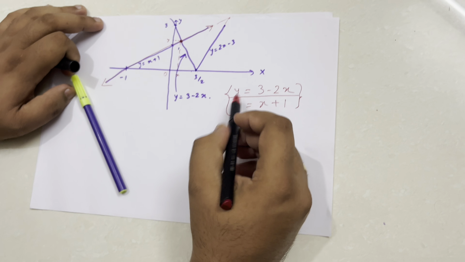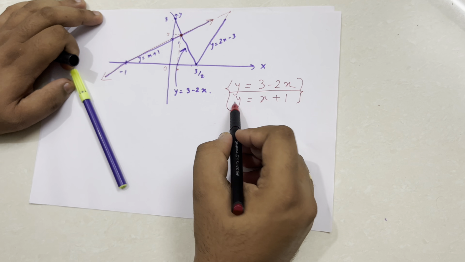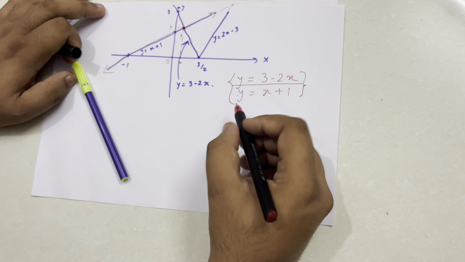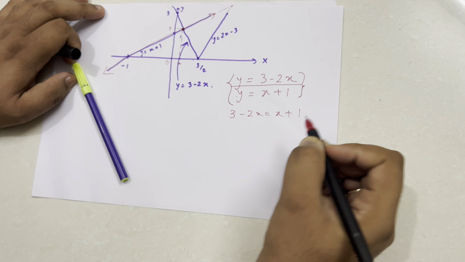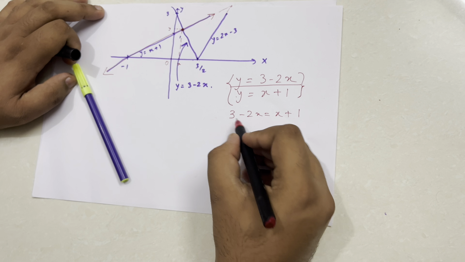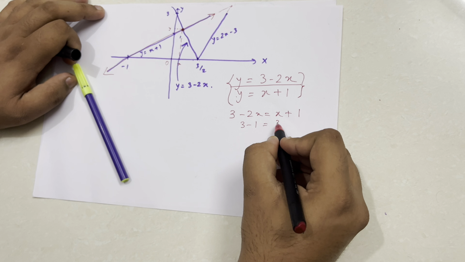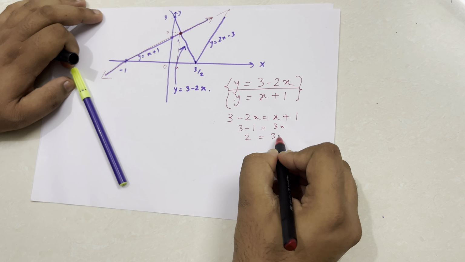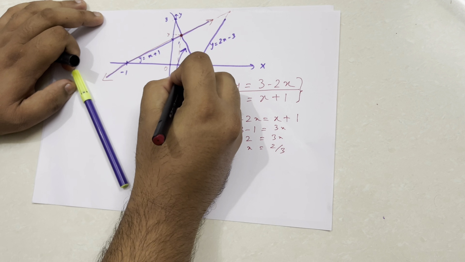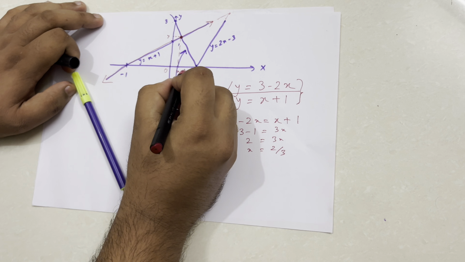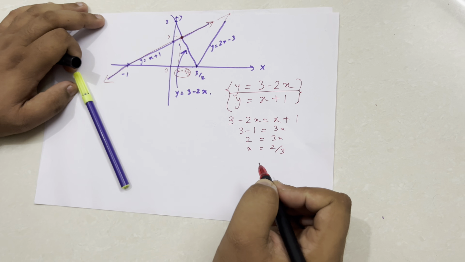So let's solve this. y is equal to 3 minus 2x, y is equal to x plus 1. Both are equal, so 3 minus 2x equals x plus 1. Let's move 1 to this side. So 3 minus 1 equals 3x. 2 equals 3x. So x becomes equal to 2 by 3. So this is the value of x.